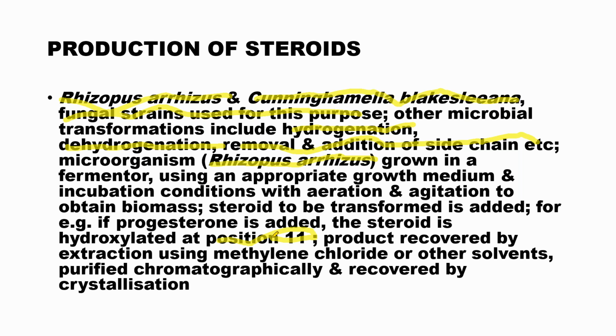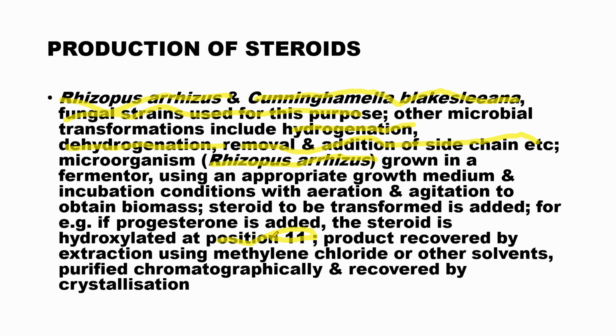So for example, if we have to perform a hydroxylation for the steroid progesterone, what will we do? We will cultivate Rhizopus arizus in a fermenter on an appropriate growth medium with proper incubation conditions, that is temperature, pH, humidity, proper aeration, agitation, everything, so that we will get a fungal biomass first of all. Then we will add the steroid. For example, if it is progesterone, we will add progesterone into the medium, so that by microbial action, it will add a hydroxyl group or OH group at position 11 of the steroid progesterone.